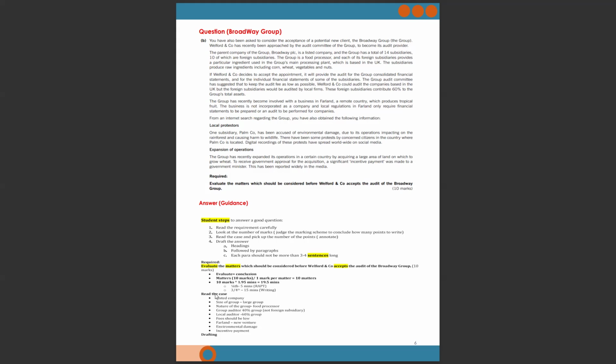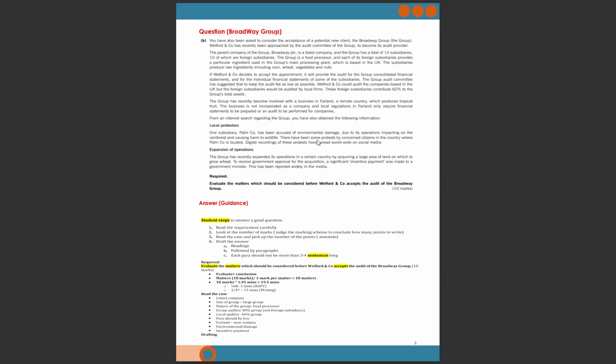Now I have listed down the following points. Listed company. Size of group: large group because total 14 subsidiaries. Nature of the group: food processor. It's mentioned the group is a food processor. Group auditor: 60% of the group total assets are held by the foreign subsidiaries, so 40% is not foreign subsidiaries. The fees should be low. We have where the finance director mentioned, yes, it's mentioned here, fees should be lowest. This is not valid. I have explained earlier.